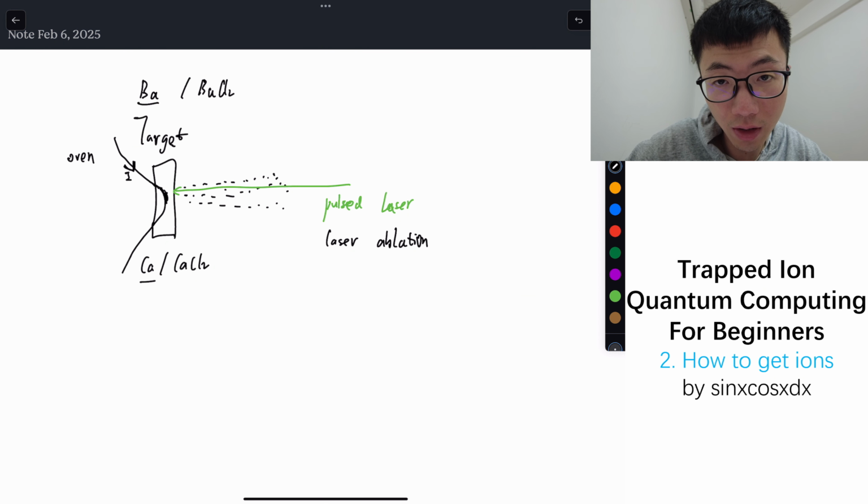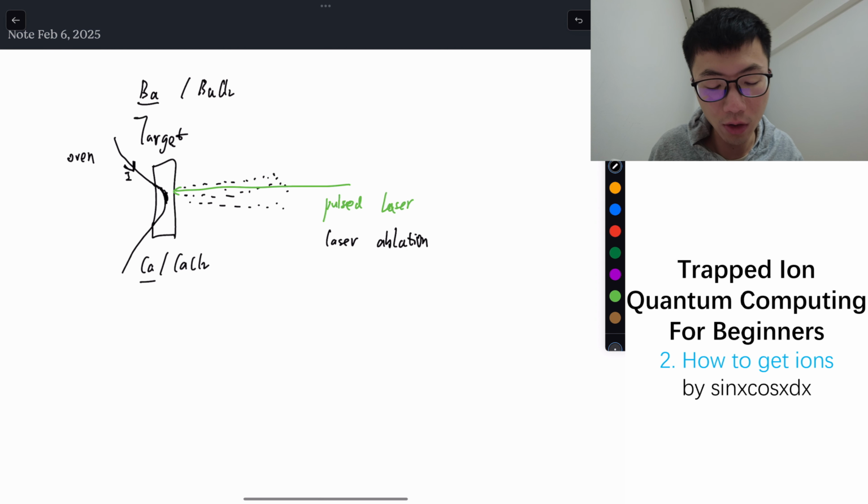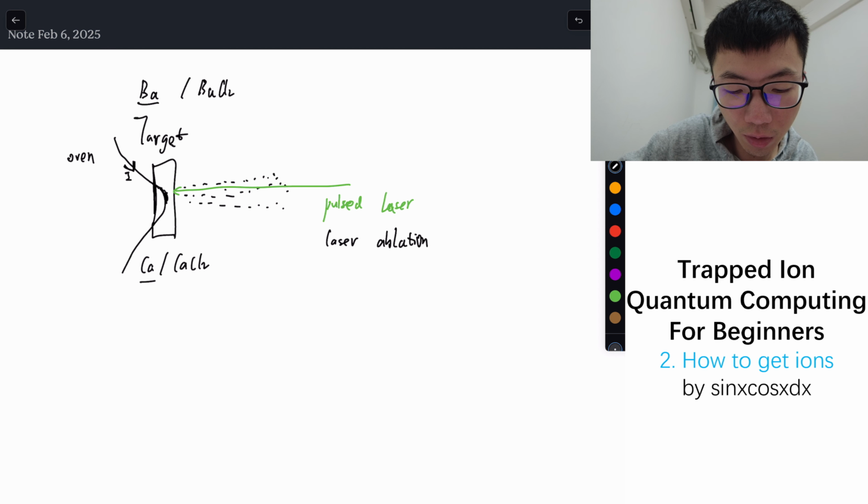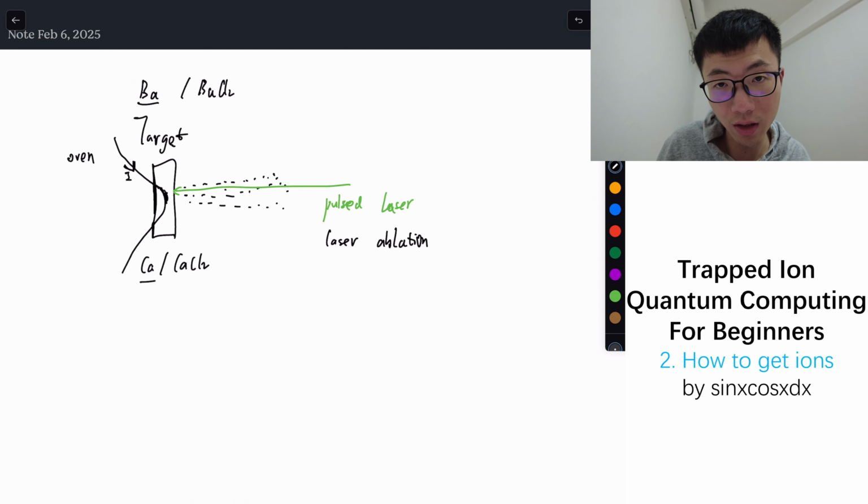So there's a question: how strong should we set the current? What is the temperature we want for the target if you're using an oven? Or if using a pulse laser, how strong should the laser power be? Typically, the stronger the power is, the higher the temperature, the more atoms we will have, and the easier we will get the atoms out. Is it a good thing? Typically, it's not absolutely right.